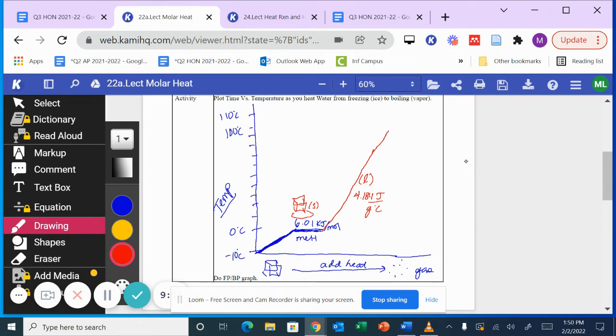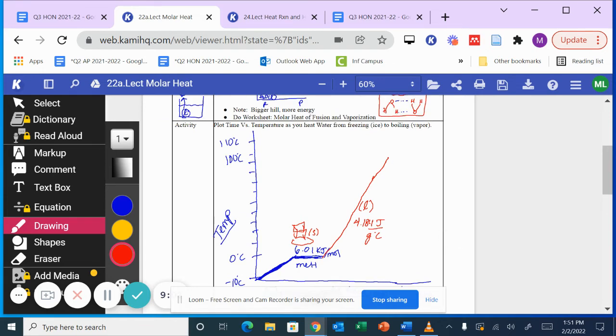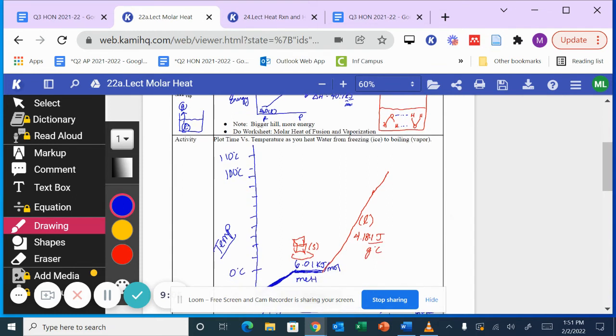Okay, and it's going to keep going up and up and up until you hit 100. What do you think will happen at 100? It's going to start to boil. So at the 100, do you think it'll just keep going up or is it going to flatline? That's true. It's going to flatline. Let's say this is 100 right here. It should flatline right here.